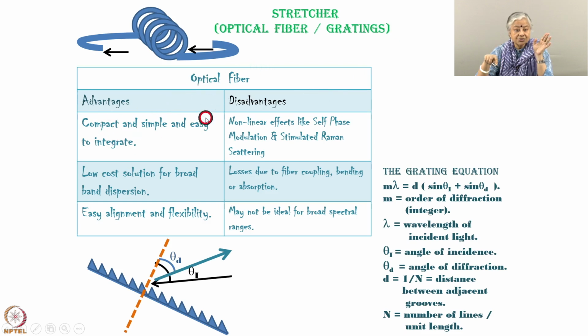What are the advantages? It is compact, simple and easy to integrate. So, you can understand, it is just a bundle of fibers and you just keep it in one corner of your laboratory. And at the ends you can plug in some lenses or a coupler which will couple the laser light into your fiber here, like this. You are coupling the laser light here, it goes through all that, gets the dispersion that is required and then comes out from this end.